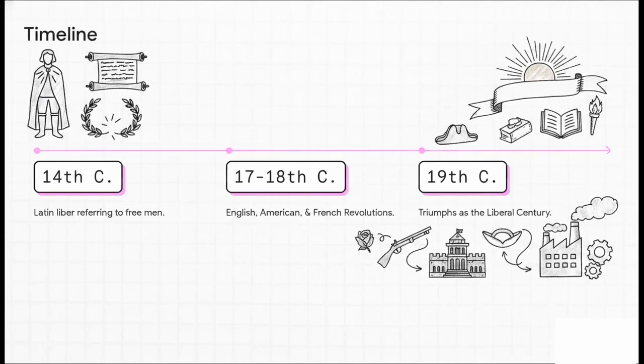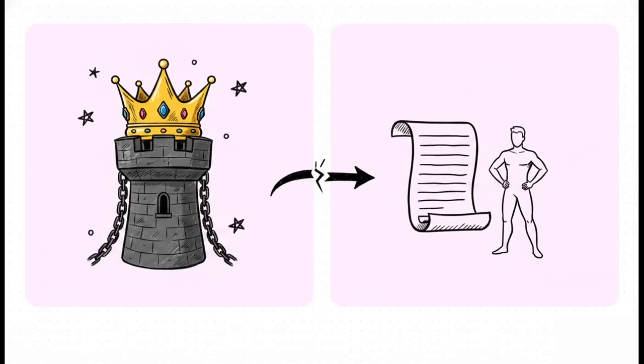To really ground our understanding before we hit the abstract theory, we have to look at how this ideology was born right out of the breakdown of feudalism in Europe. The root of the term actually goes all the way back to the 14th century, from the Latin liber, which referred to free men, specifically people who were neither serfs nor slaves. Fast forward to the 17th and 18th centuries, and we see these emerging ideas directly fueling the English, American, and French revolutions. By the time we hit the 19th century, industrialization has spread like wildfire, and it triumphantly becomes known as the liberal century.